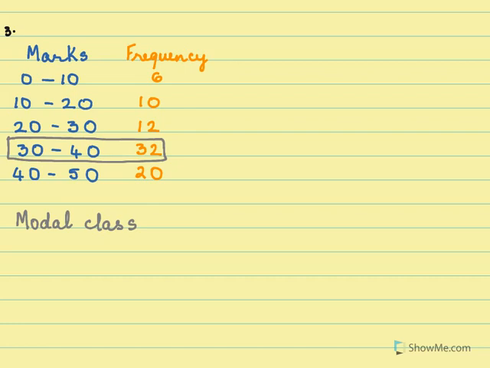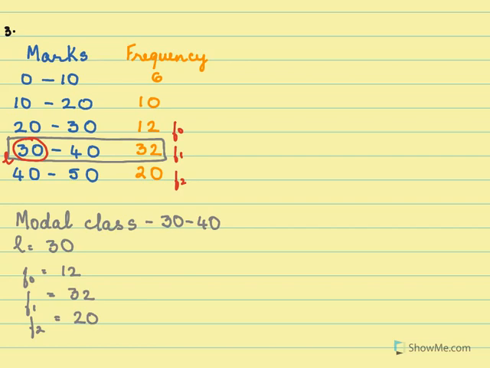Now after that we mark F0, F1, F2, and 30 is the lower limit of the modal class. So here we write now modal class is 30 to 40. L is the lower limit of the modal class. F0 is the frequency of the preceding class. F1 is the frequency of the modal class. F2 is the frequency succeeding the modal class. And H is the class size. Here 40 minus 30, which is equal to 10.